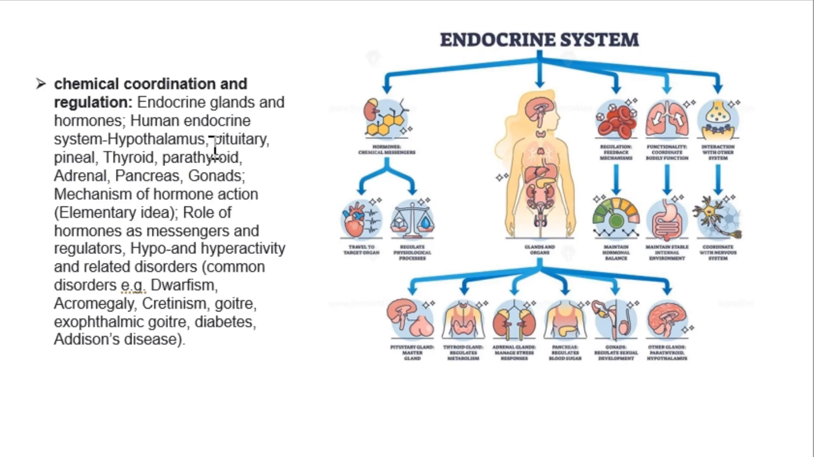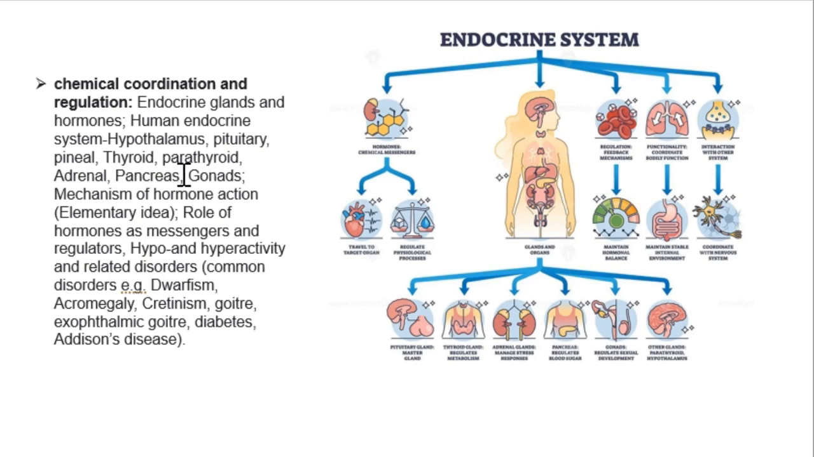First one is hypothalamus, second one is pituitary, third one is pineal. These three are present in the brain. And thyroid and parathyroid are present in the neck region. At the back of the thyroid gland, there are four parathyroids in number. And adrenal is present just above the kidney, and pancreas.